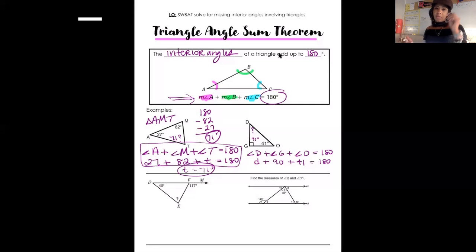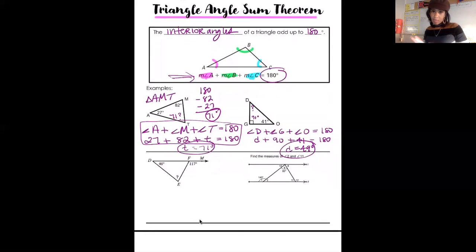Okay. So the answer for the second example was 49 degrees, I believe. Let me just make sure. Yeah, 49 degrees. So D equals 49 degrees. Okay, now these down here are going to require a little bit more work.